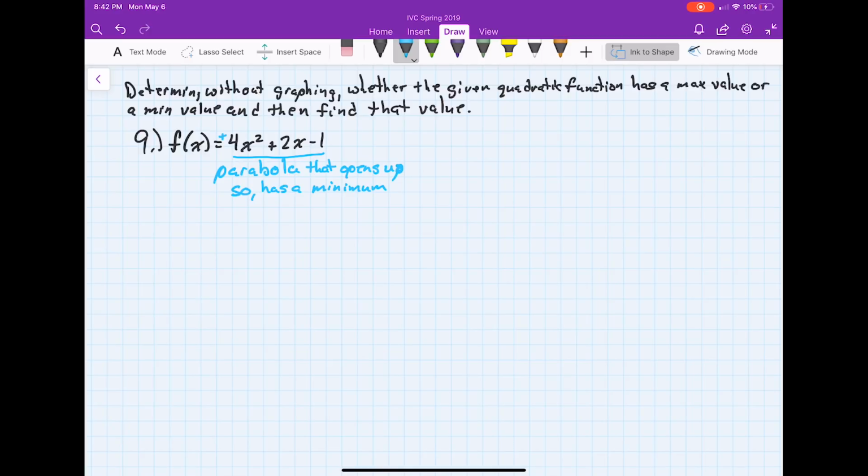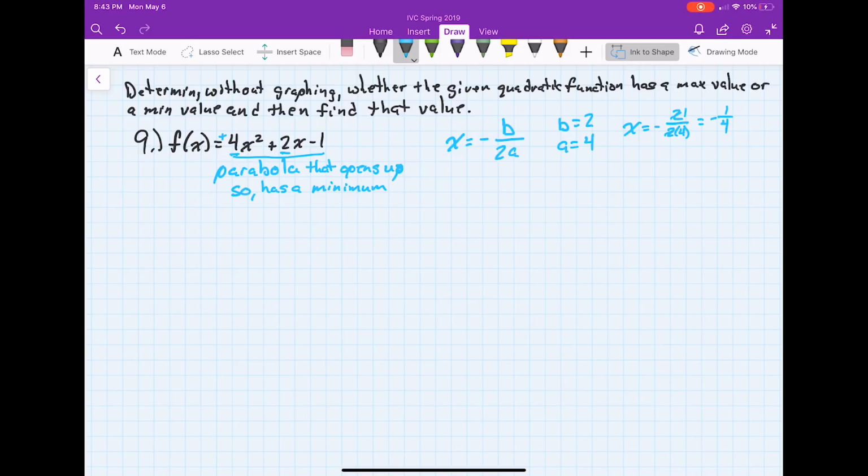Now, remember that x in this equation is going to be equal to negative b over 2a. So our b value in here is 2, and our a value is 4. I got those from these parts here, and we'll just plug that into this little formula. So negative 2 over 2 times 4 gives us negative 2 over 8, which actually is negative 1/4.